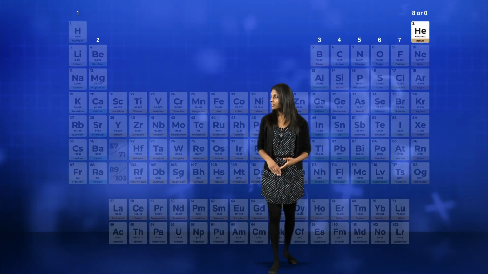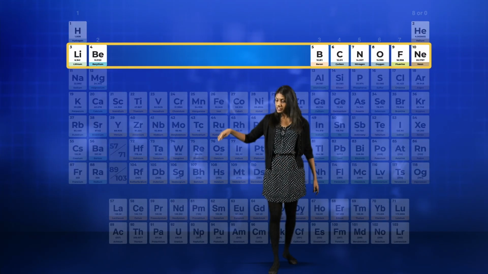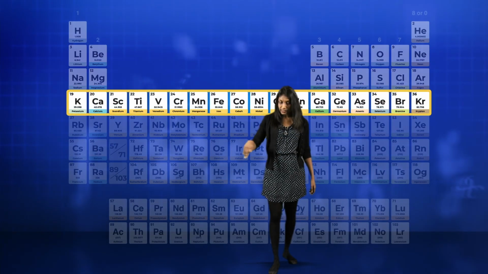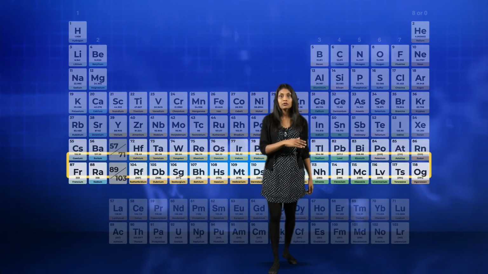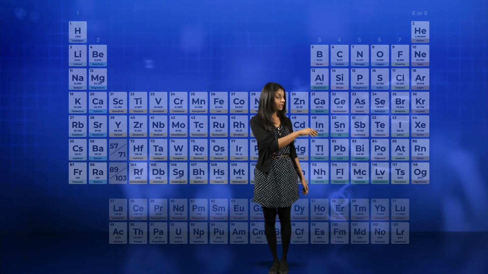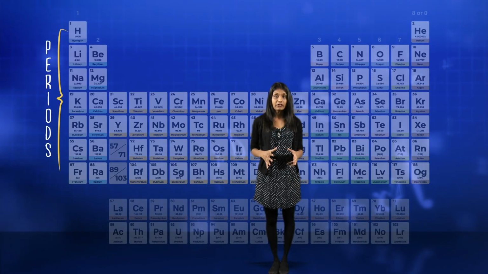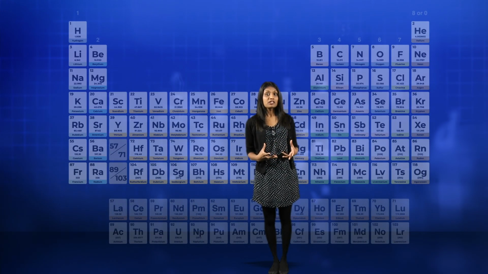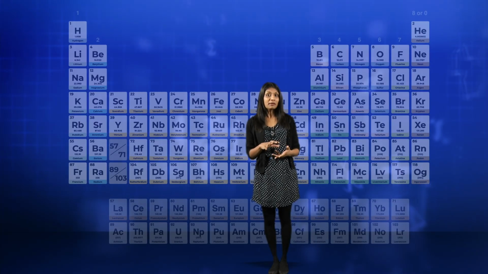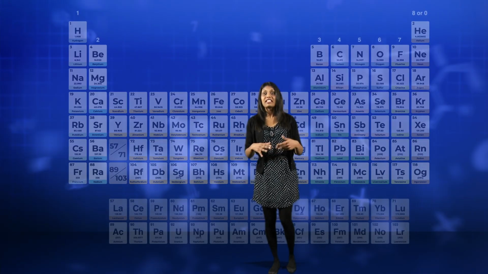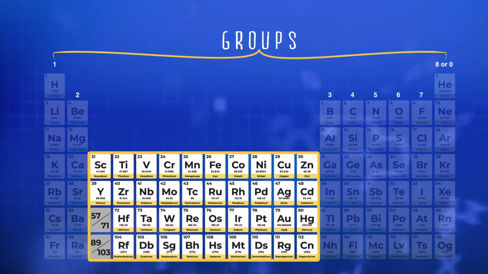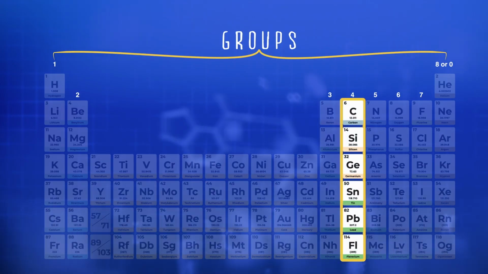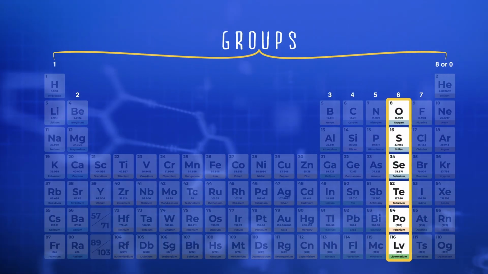And these elements are arranged a bit like words in a sentence in lines across the periodic table. And these lines that go across are called periods. Elements are also set out to be grouped according to their similar chemical properties, and these are simply called groups. These are vertical columns that go down the periodic table.